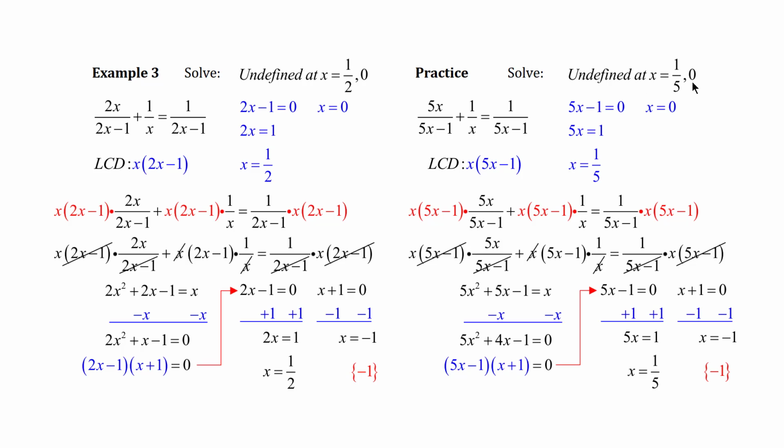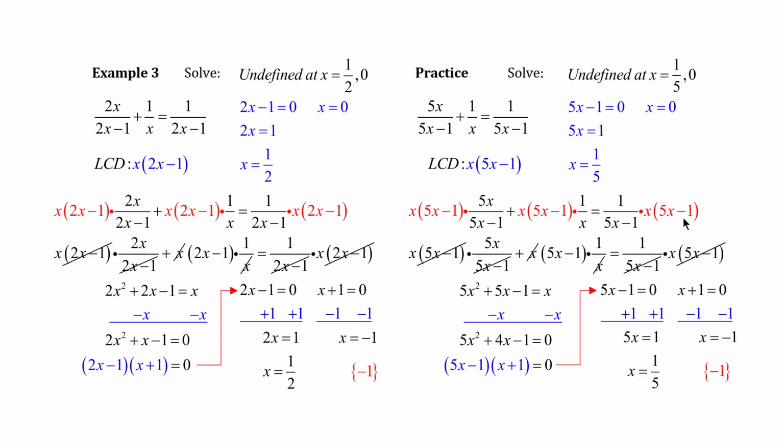Next, we get rid of all the fractions by multiplying each term by the LCD x times the parentheses 5x minus 1. We get x times parentheses 5x minus 1 times 5x over 5x minus 1 plus x times parentheses 5x minus 1 times 1 over x equals 1 over 5x minus 1 times x times parentheses 5x minus 1.